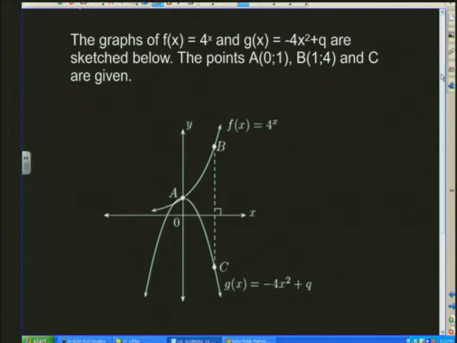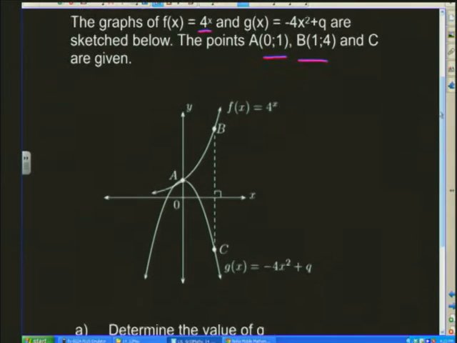We've got the graph of f of x is equal to 4 to the power of x. So that's your exponential function, and it's drawn on the graph. You can see they've written there f of x is equal to 4 to the x. They say g of x is equal to minus 4x squared plus q. So that's your parabola. It's a downward facing graph, therefore it has a maximum turning point. The points A, 0 and 1, B, 1 and 4, and C are given.